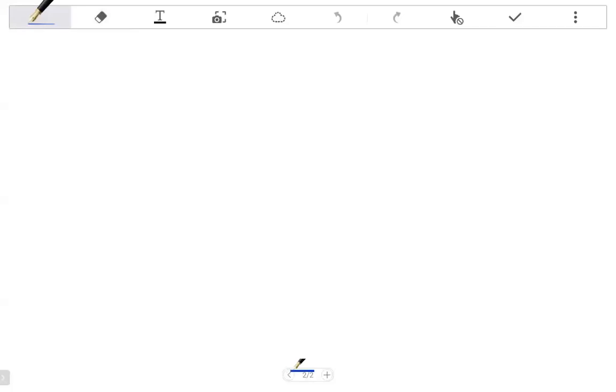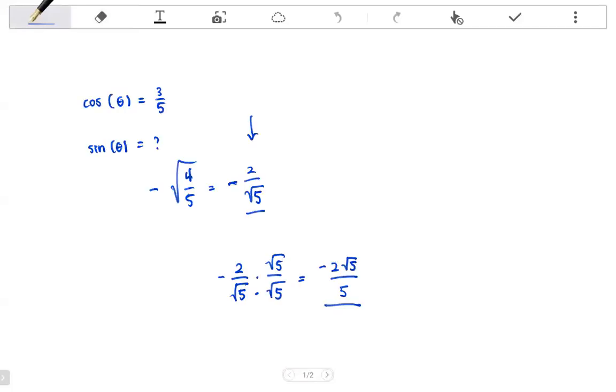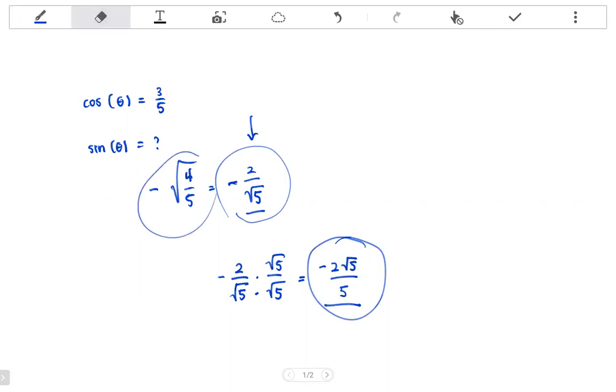This is a good habit to write your answer in, so that your radical isn't in the bottom. But most of the time, if you write it the other way, it's not going to be wrong. It's going to be fine.